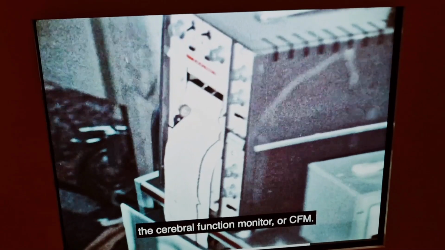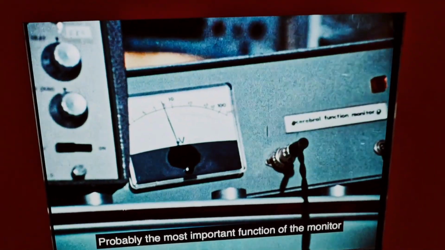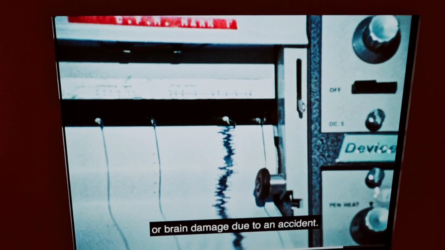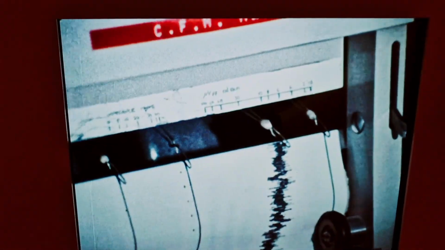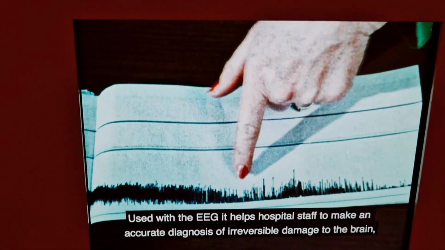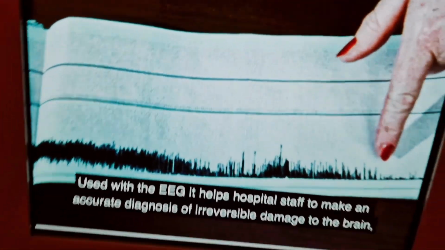Cerebral function monitor, or CFM. Probably the most important function of the monitor is to help doctors decide on the state of a patient who has suffered a cardiac arrest or brain damage due to an accident. Used with the EEG, it helps hospital staff to make an accurate diagnosis of irreversible damage to the brain.